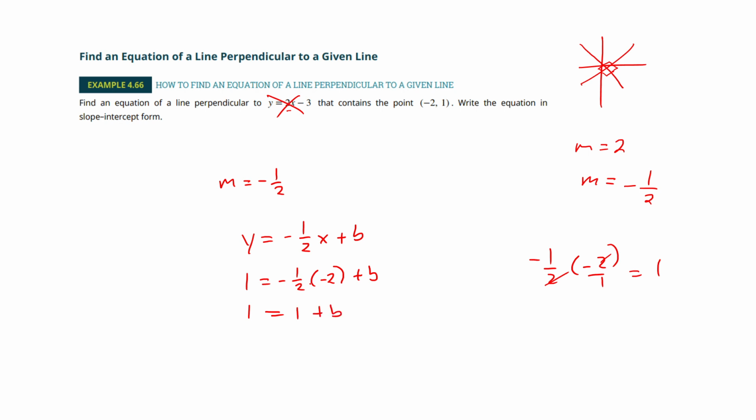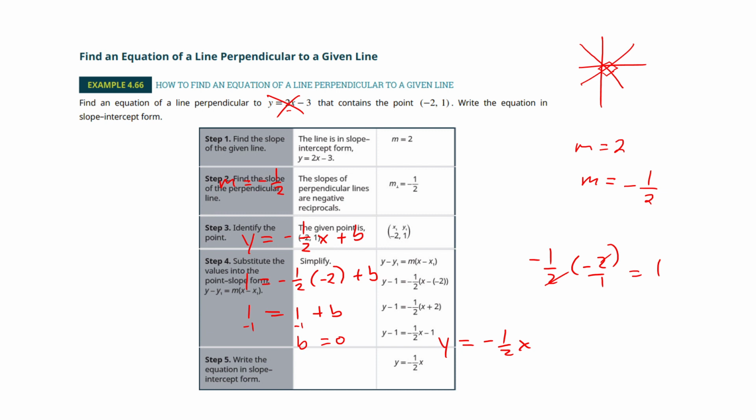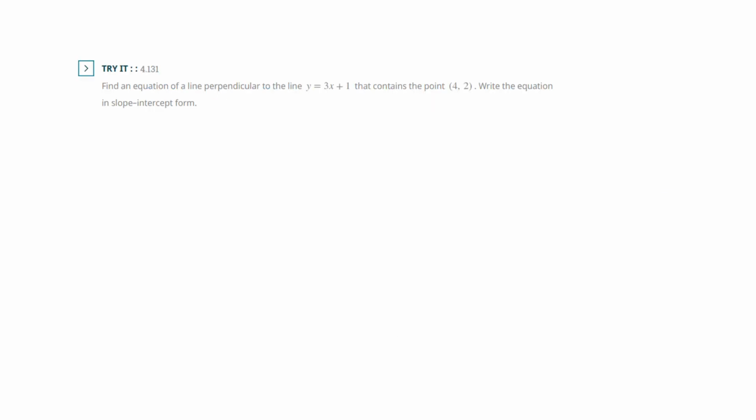Okay, this one's a little different. So if I send a 1 to the other side, a -1, b is going to be 0. So my equation is just -1/2 x. There's no b to add because it's 0, so I can leave it off of there. Okay, try one of these.